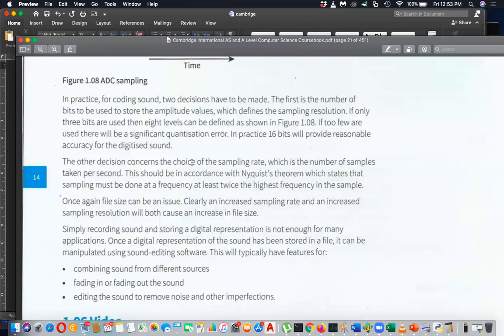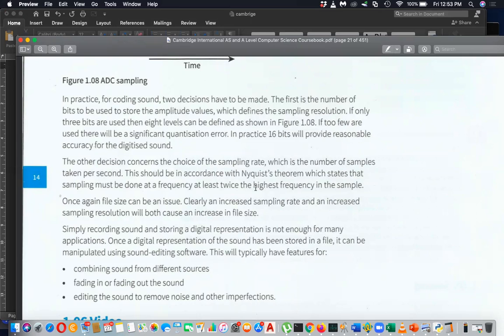Not only that, another thing you have to consider is the Nyquist theorem. Nyquist theorem describes the noise. I think here they have not explained the Nyquist theorem. According to the Nyquist theorem, the sampling must be done at a frequency at least twice the highest frequency in the sample.